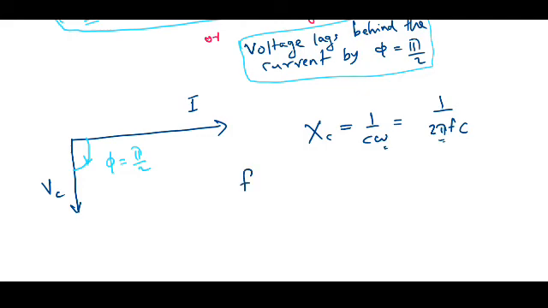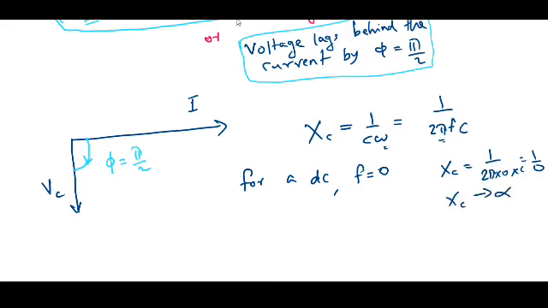And for a DC current, the better pronunciation is direct current, I already explained, for direct current the frequency f is equal to 0. If f is 0, our XC is equal to 1 by 2 pi into 0 into C, that is 1 by 0. That is, this XC tends to infinity.